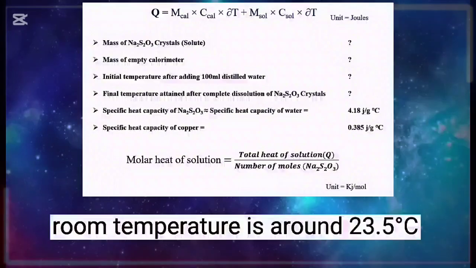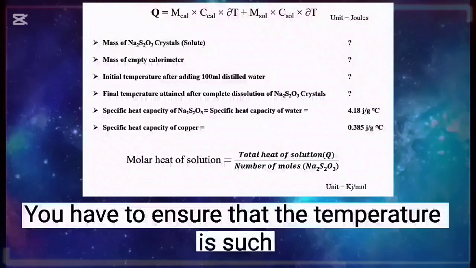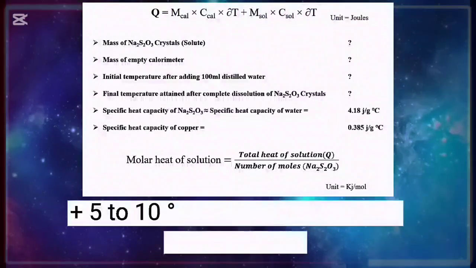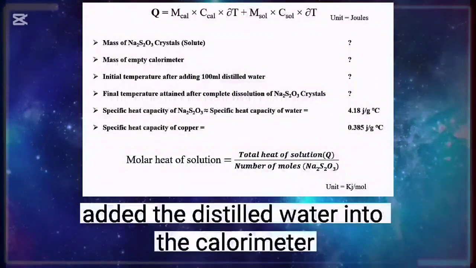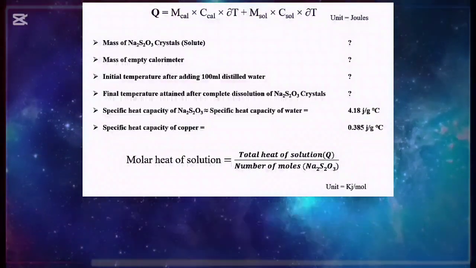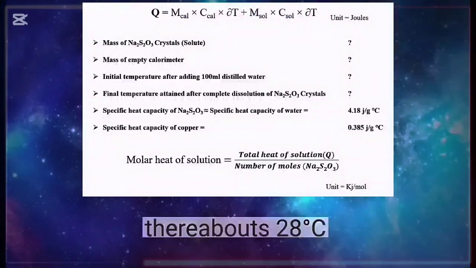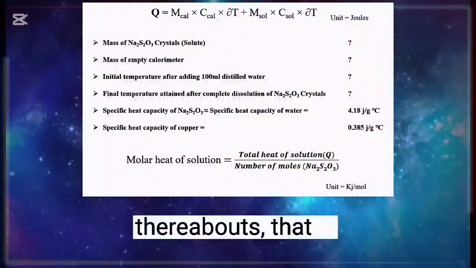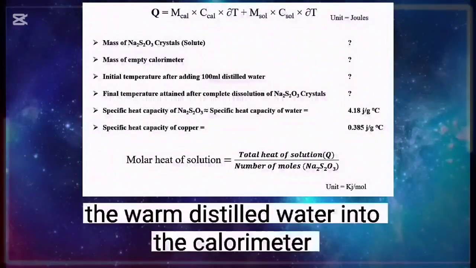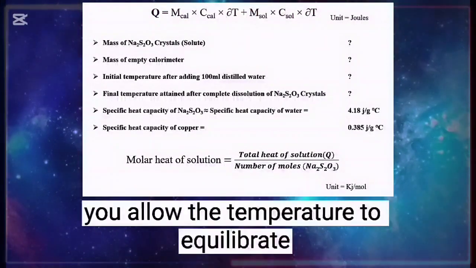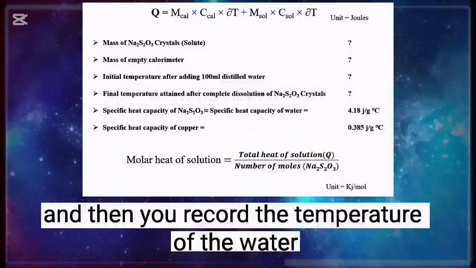Room temperature is around 23.5. So you have to ensure that the temperature is just either +5 or +10 within that limit. You'll be expecting that once you've added the distilled water into the calorimeter fitted with a thermometer, the temperature should rise to around 28, 30, 33, thereabout. That's +5 to 10. Once you've introduced the warm distilled water into the calorimeter, you allow the temperature to equilibrate, and then you record the temperature of the water.